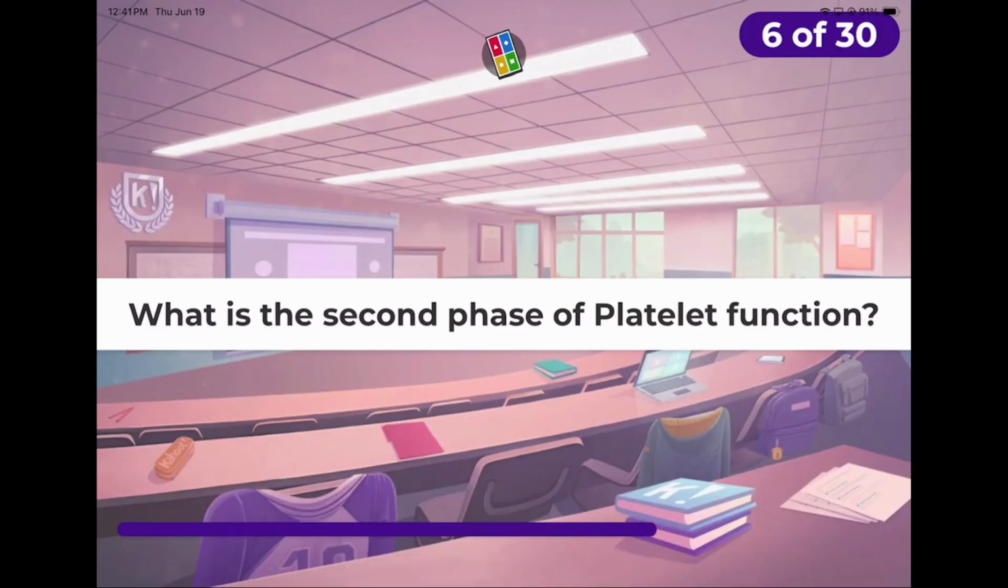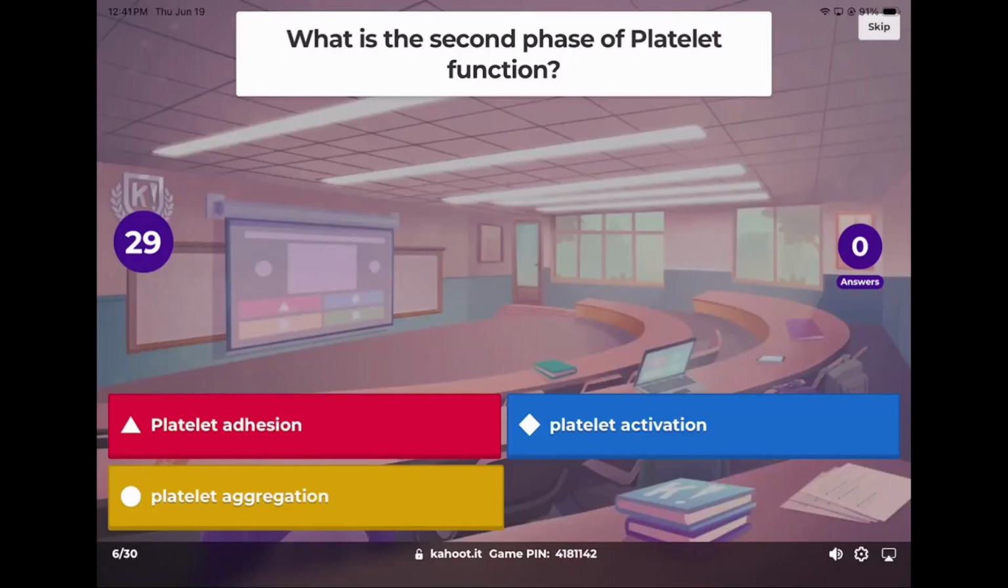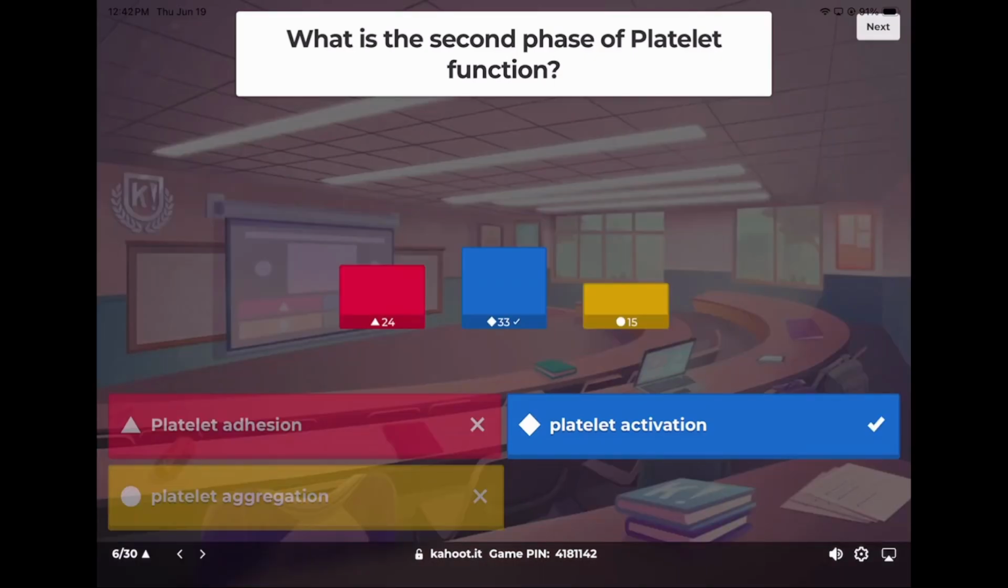Okay, what's the second phase of platelet function? So here you are now. We're in platelet function. What's the second one? Okay, activation. Whatever mnemonic you want to develop to remember the different phases, go ahead, but make sure you know the 3 in order.